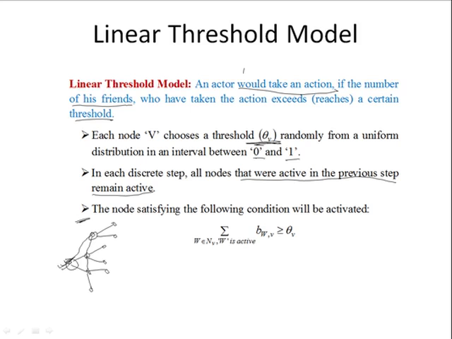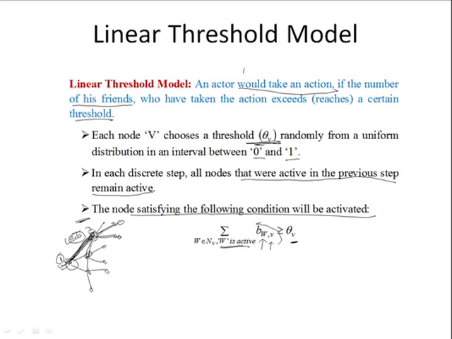Now the node satisfying the following conditions will be activated. For example, this is a threshold condition, and this represents that W is active, and B represents the node, and the condition. Suppose it represents some probability like 0.5, and suppose for this node, it requires some probability like 0.5 as a threshold to be activated, and if we provide such a level of activation, then this node will be activated. And once this node is activated, it will activate the other of its adjacent neighboring nodes.